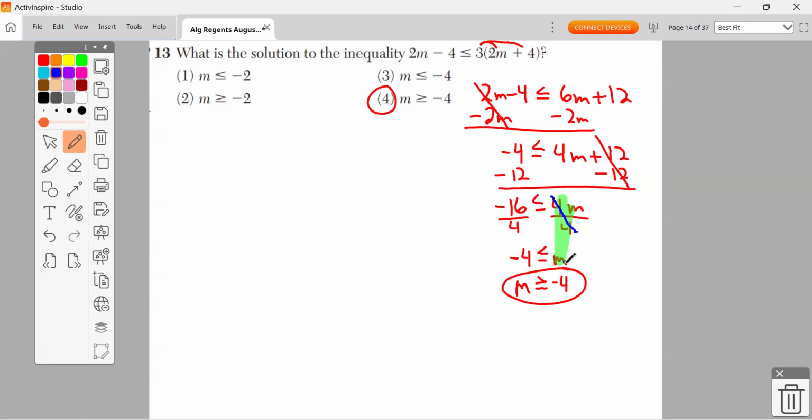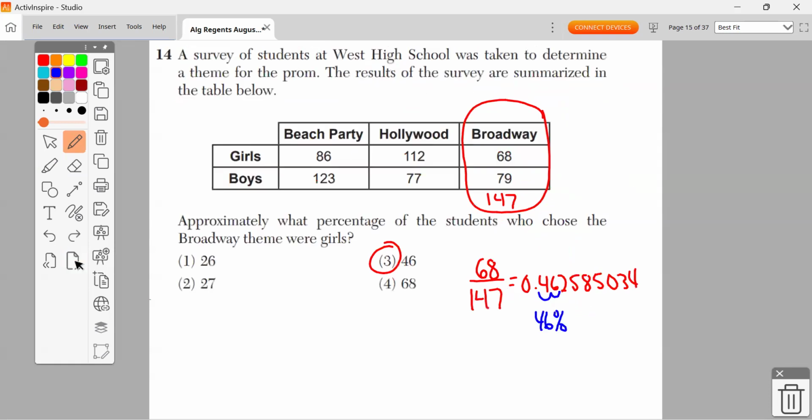The mouth of the inequality is open towards the m. The mouth has to stay open towards the m. When we write an inequality, the letter always has to come first, so we have to flip things around here. We have to flip the inequality sign as well. That's why it's choice number 4.